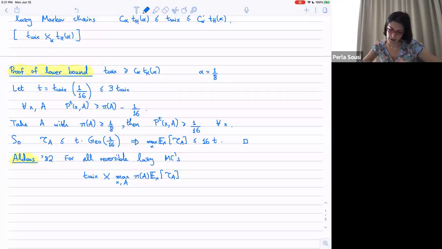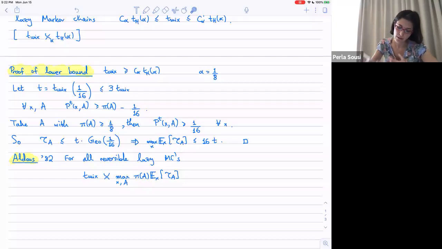So now if we look at this expression here, the max over all X and A of this product, then we see that if A is a set which is big, so by big, I mean that pi of A is going to be large, then it shouldn't take long to hit A. So pi of A is large, on the other hand, the expectation is small.